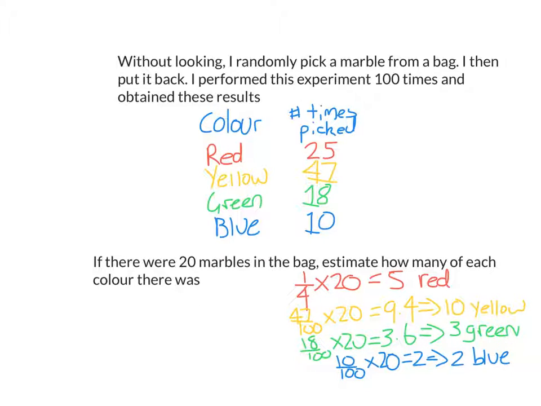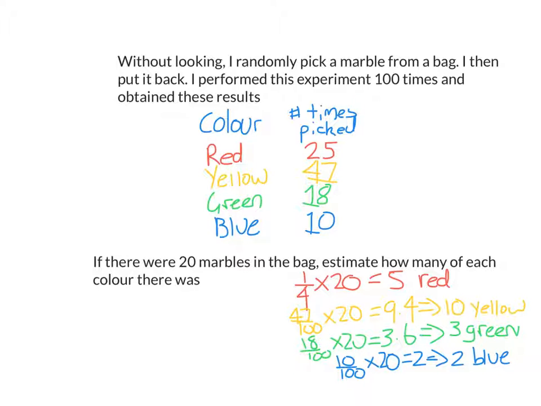Of course, 10 plus 5 plus 3 plus 2, all of these numbers here should add to 20, and they do. So that's a reasonable guess. I can't say for sure how many of each there were. There could have been 15 red, 3 yellow, 1 green, and 1 blue. There could have been that. I just don't know.